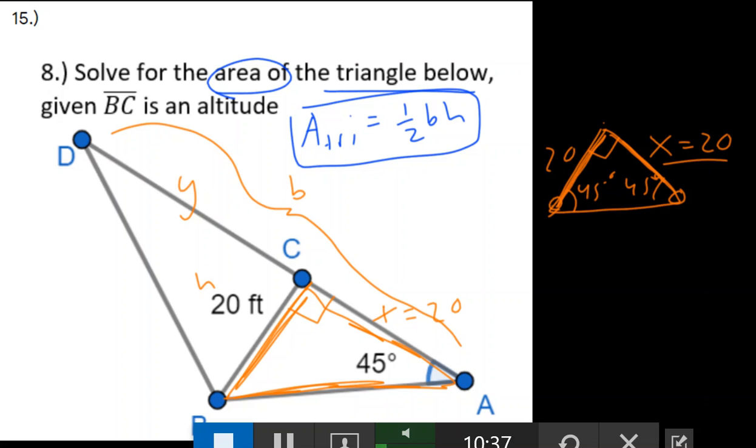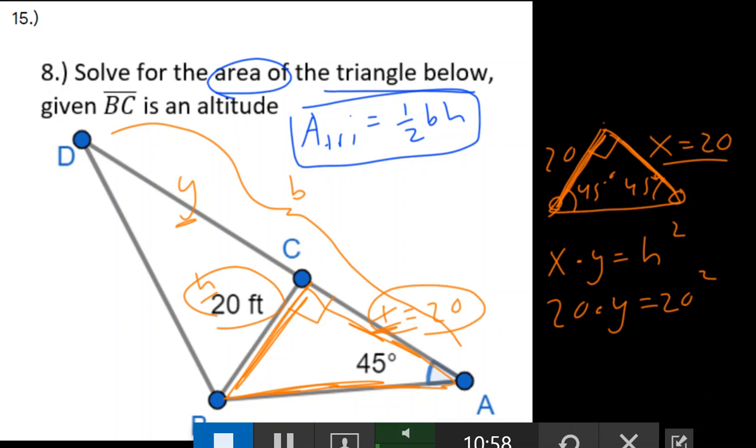Now from there, we can go ahead and use our geometric mean formula. The way that I've set this up, let's use x, y, and h, we could say that x times y is equal to h squared. In this case, our y value we don't know. Our x value we found out was 20, so we could say 20 times y is equal to, and our h value is 20 squared, and now we could solve for y. And so let's see, 20y is equal to 20 squared, which is 400.